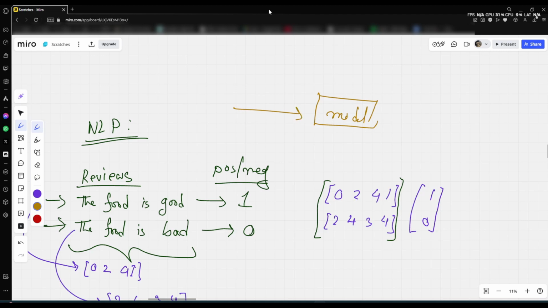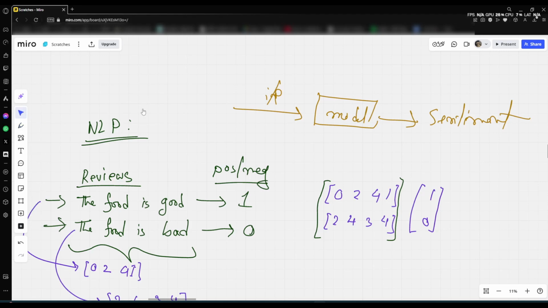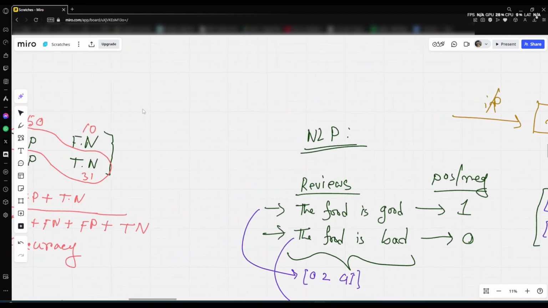We will input here, and NLP will run some analysis and then we'll get a sentiment analysis. Okay, so matrices are everywhere, as you can see. Now we are done with these examples here.